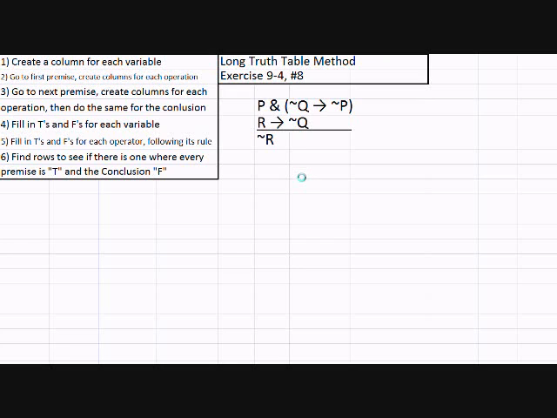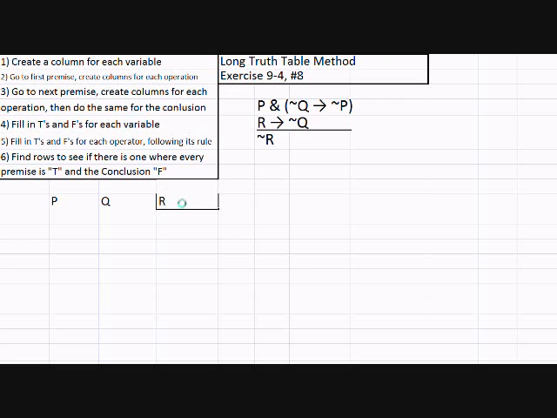So let us begin. First, we're supposed to create a column for each variable. Let me begin over here, for the sake of space. And we have the variable p, and then we have the variable q, and then we have the variable r.